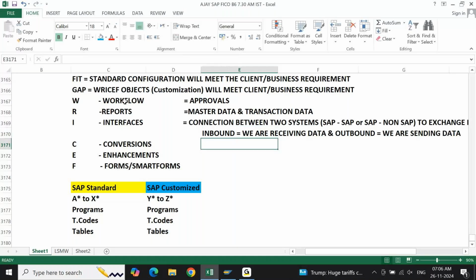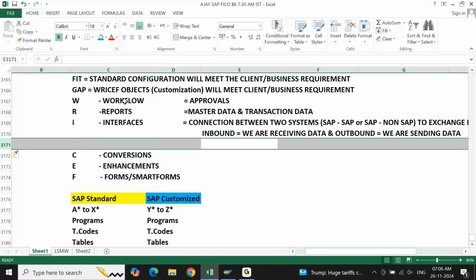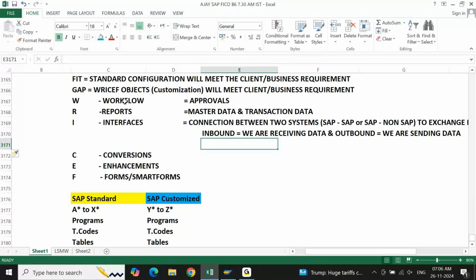When you're talking about we are receiving data, or we are sending data, we is representing SAP here. Am I correct? If SAP is receiving data, it is called inbound interface. If SAP is sending data, it is called outbound interface. Now, to connect two systems, there are so many things. One is nothing but API. What is API?